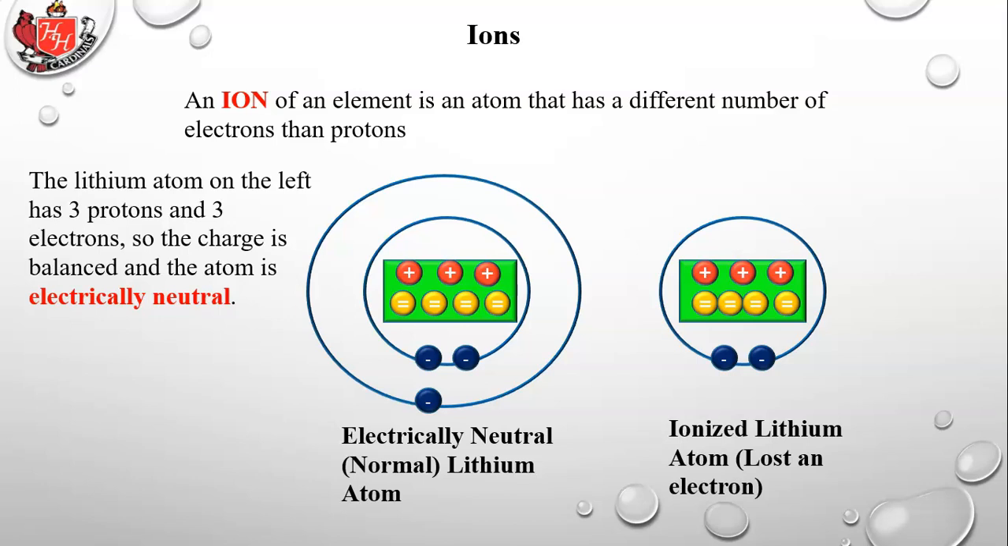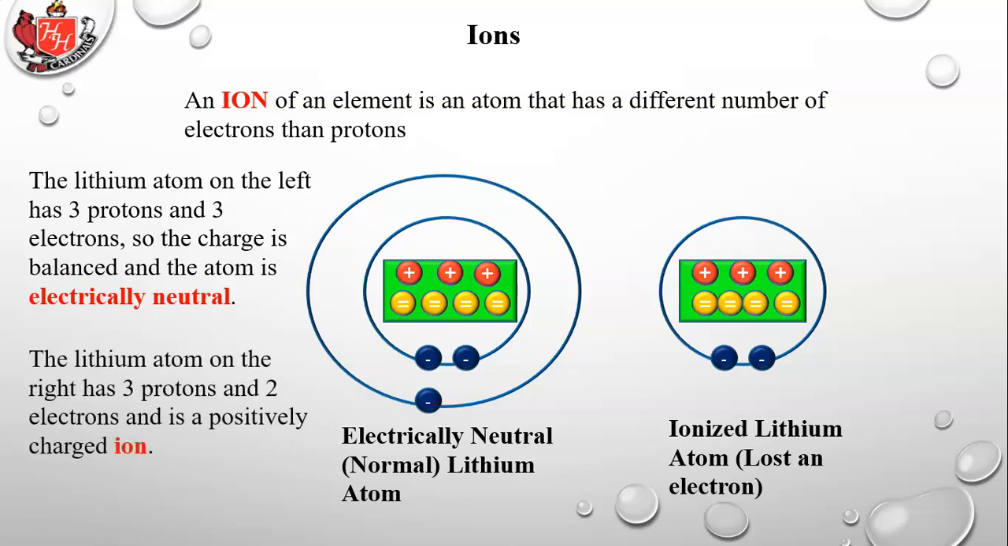So the lithium atom on the left has 3 protons and 3 electrons, so the charge is balanced and the atom is said to be electrically neutral. The lithium atom on the right has 3 protons and 2 electrons and is a positively charged ion. Because it has one more plus sign than minus sign, it's a positively charged ion. And the removal of that extra electron, we'll talk about why and how that happens, is called ionization. It's making an atom into an ion.